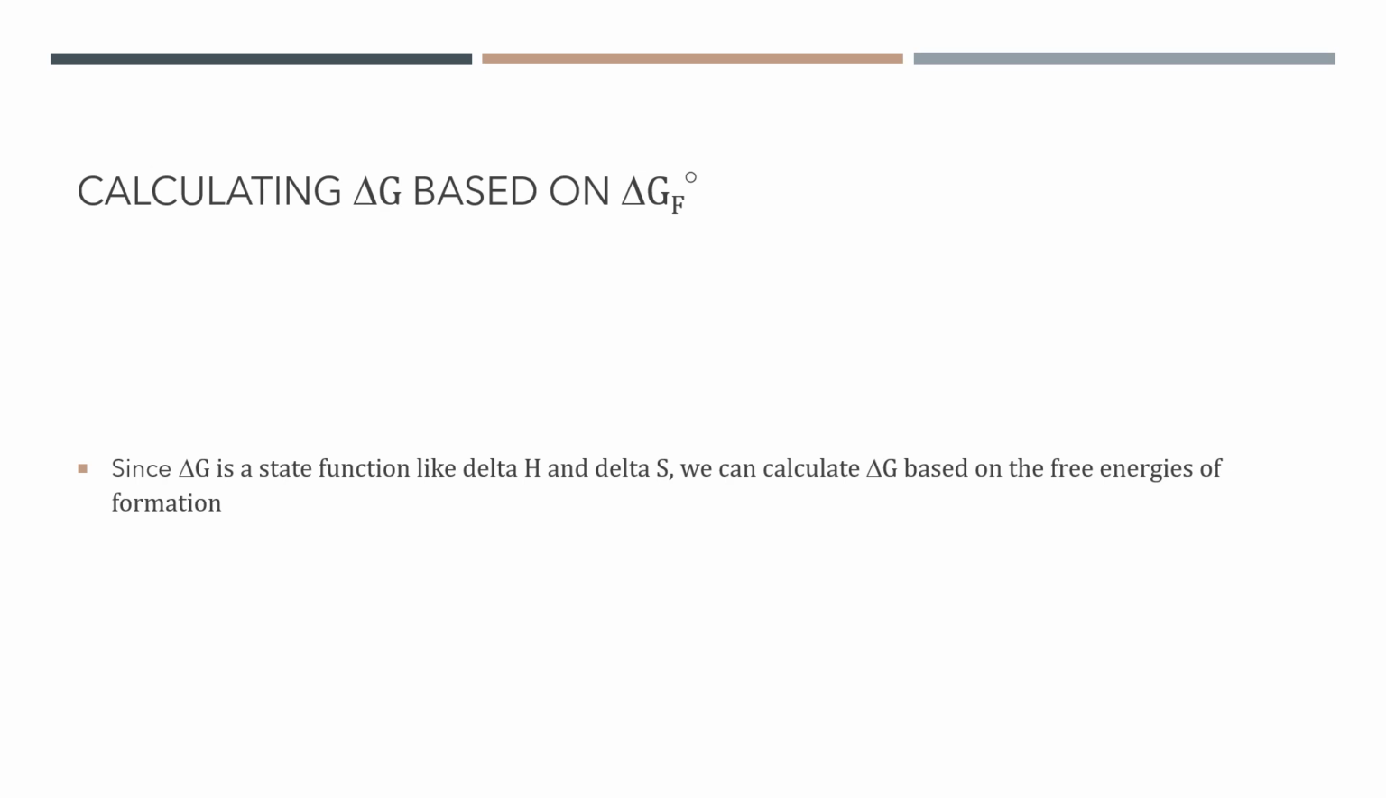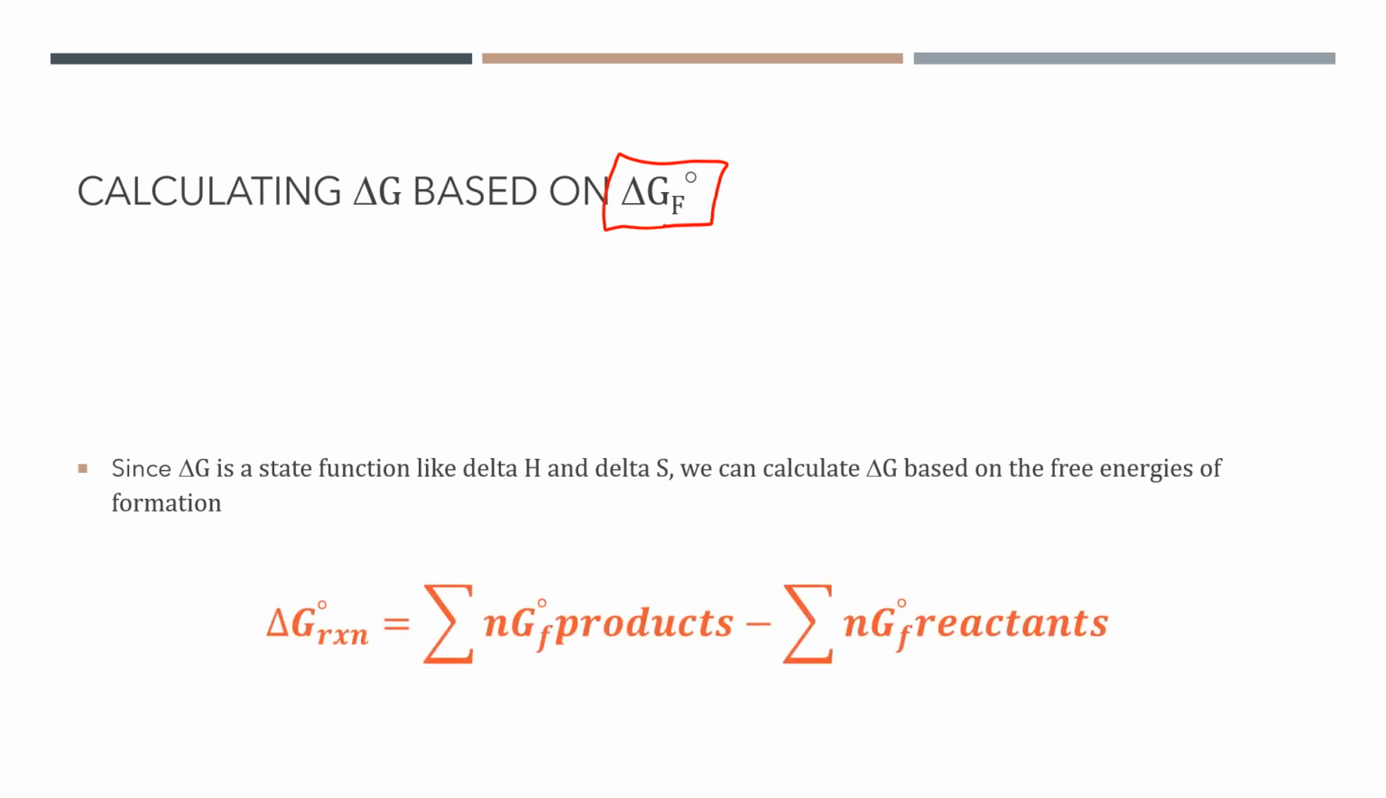Okay, so now we are going to calculate your delta G based on your standard Gibbs free energy of formation. So kind of the same thing with the standard enthalpies of formation. I'm not going to go through any more practice problems with that because it is the same concept behind the enthalpies of formation and the entropy of formation.